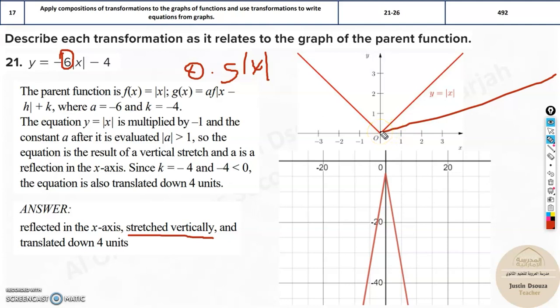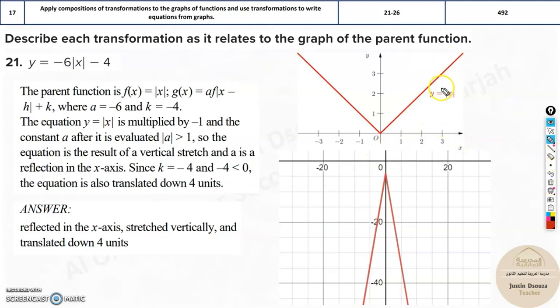So what it means is, when x is 1, the y value will be just 0.5. So this will be a vertical compression. Now, a few things to remember. Whenever you have this minus 4 or plus 4, you must say it is translated up or down by so many units. If it is plus 4, it is translated up. Now, since it's minus 4, it is translated down by 4 units.